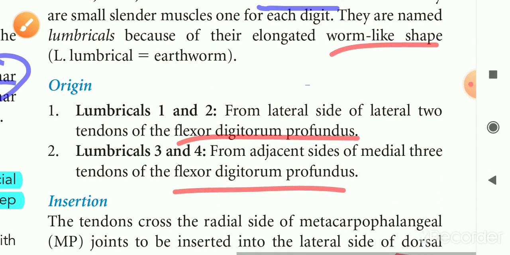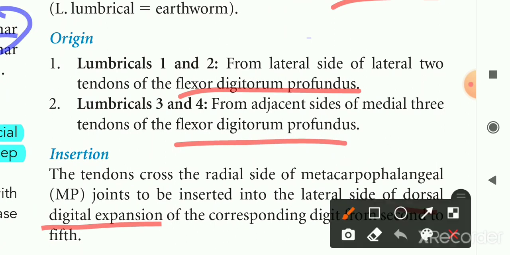So this is the muscle. We should know the origin and insertion of this muscle. The lumbricals look worm-like. We know worms are not independent; they depend on other structures to live. So as the worm, the lumbricals have the same characteristics.